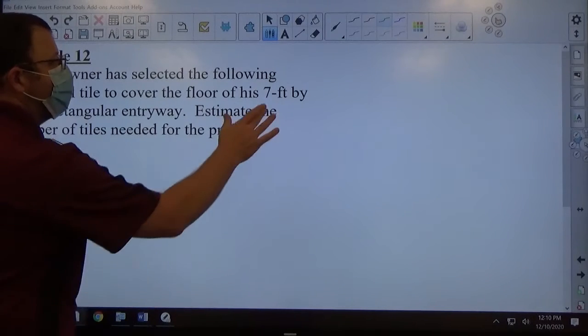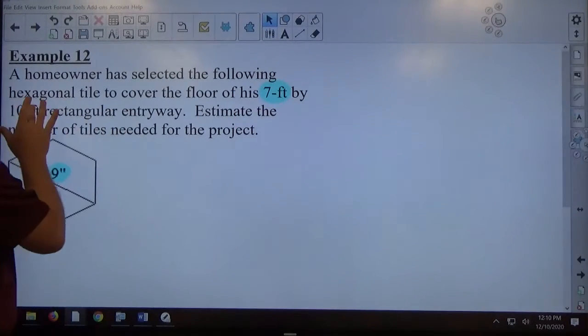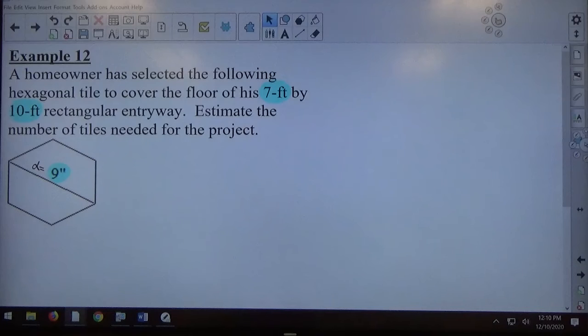And I'm noticing that this is a 7-foot by 10-foot rectangular entryway. So the units don't match up. So it'd be useful if I get the units to agree. Here's your choices. If I go from inches to feet, I'm going to get some small decimal number. If I go feet to inches, I'm going to get bigger non-decimal numbers. It's probably easier to change the feet to inches in this scenario.